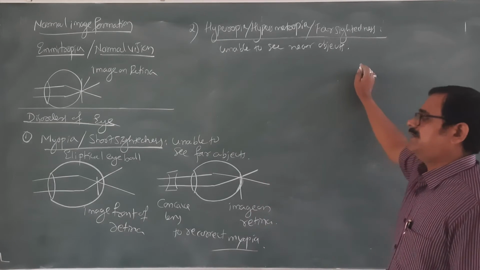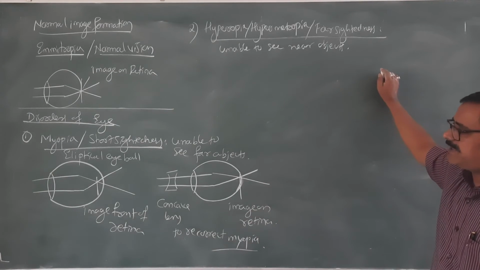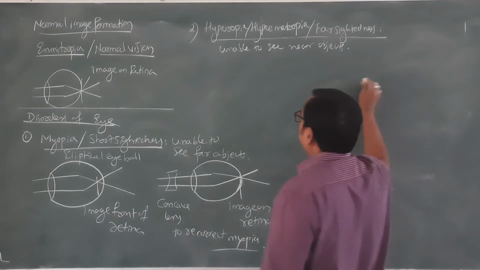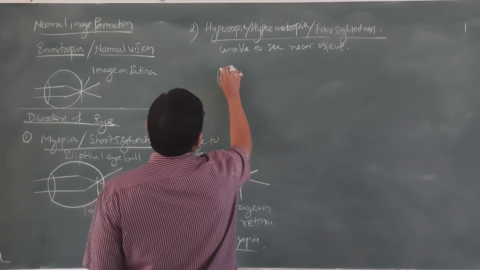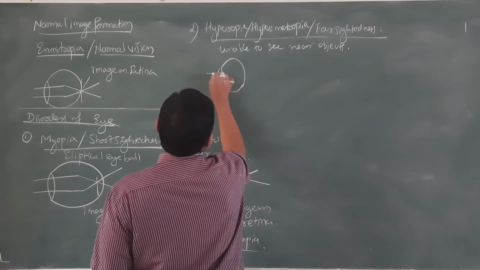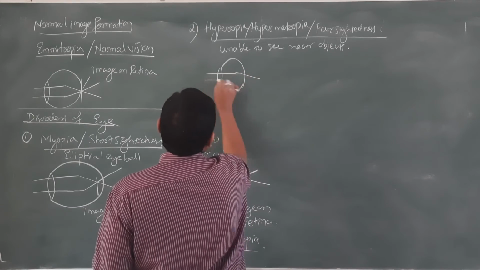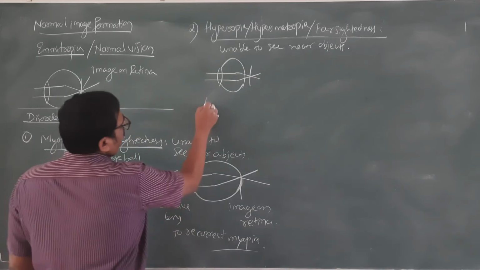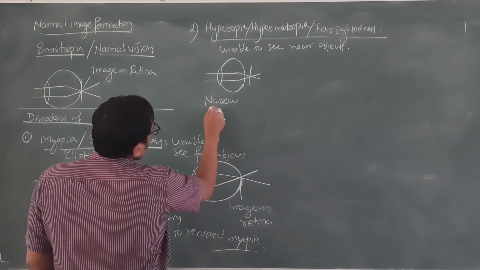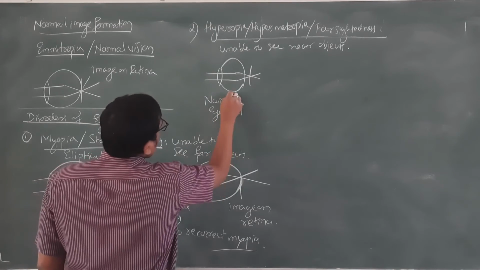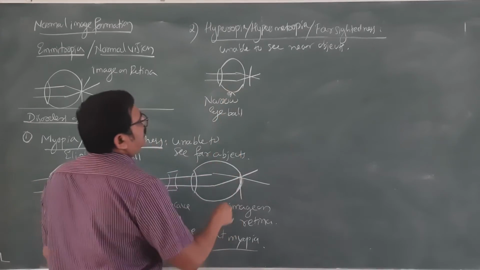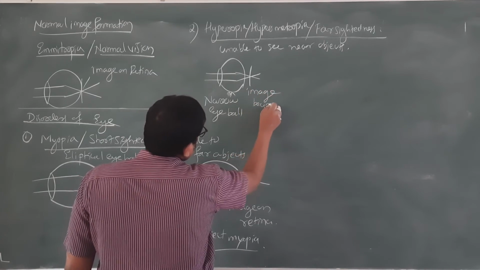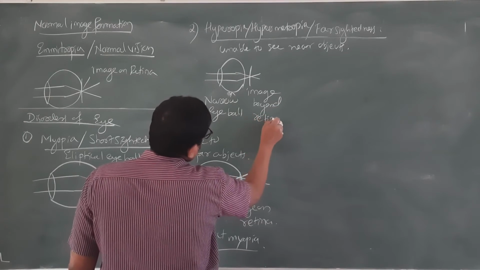Why? Because here what is happening is the eyeball is very narrow. So let me mention, this is the lens and a narrow eyeball. As a result, the image is formed behind the retina. Okay, so this is the narrow eyeball, and then the image is formed behind it, beyond the retina.